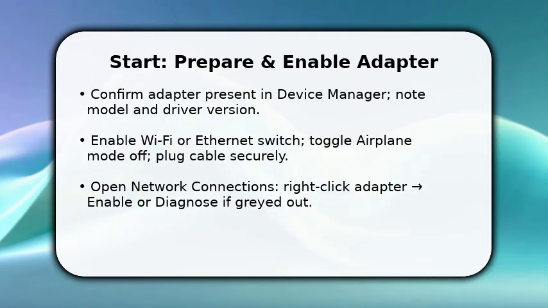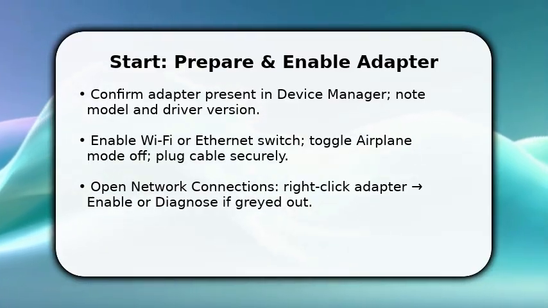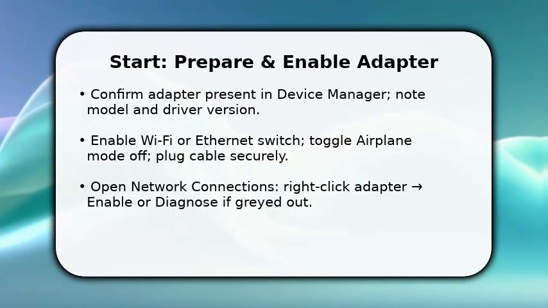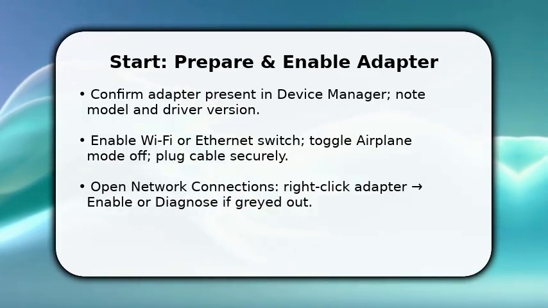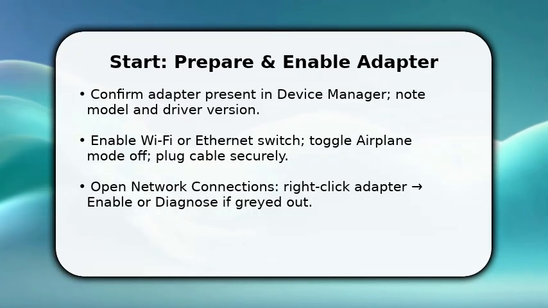You start by verifying the adapter exists and is enabled. Open Device Manager, locate the network adapter, and check the driver version so you know what to update. Once done, make sure physical switches and airplane mode are off and plug in an Ethernet cable if needed.